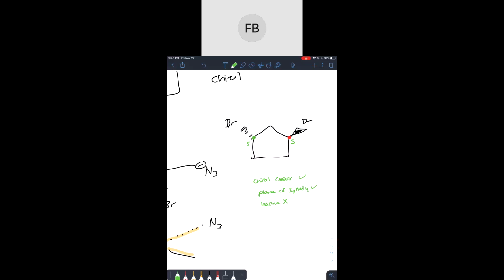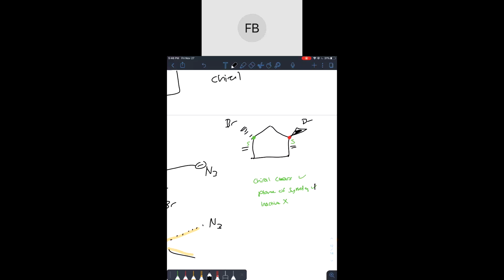So, one thing that I would point out about this is that there isn't even really a plane of symmetry here, because this bromine is going backwards, whereas this bromine is coming forwards. You see that? That's not even really a plane of symmetry. Also, S's and S's cannot be mirror images of each other because they're exactly the same thing. They're not mirror images, and they're not superimposable.